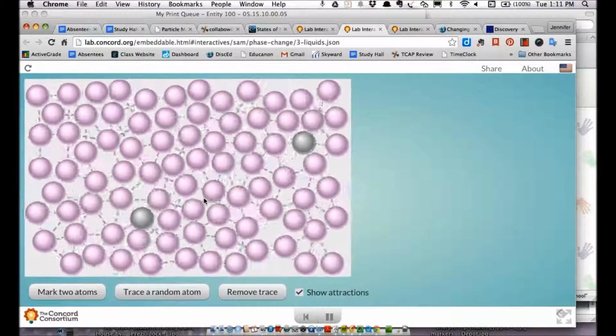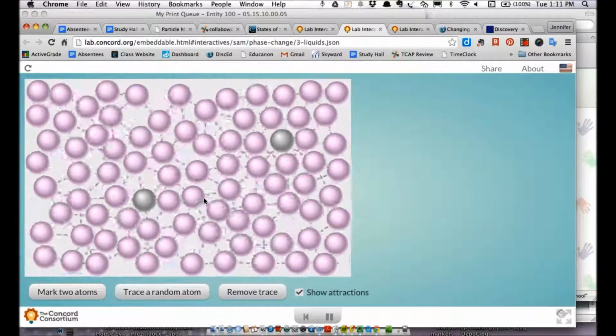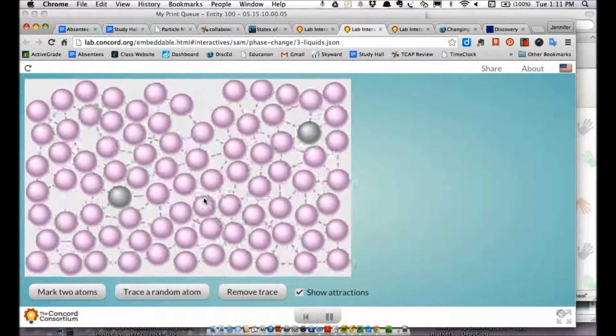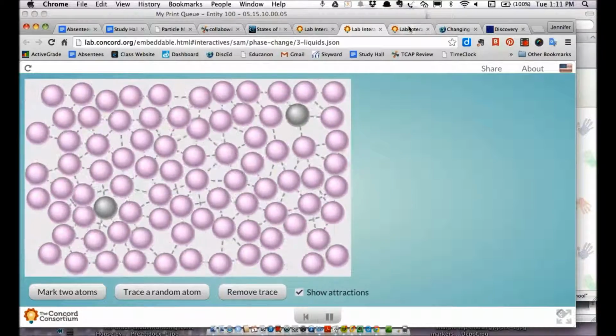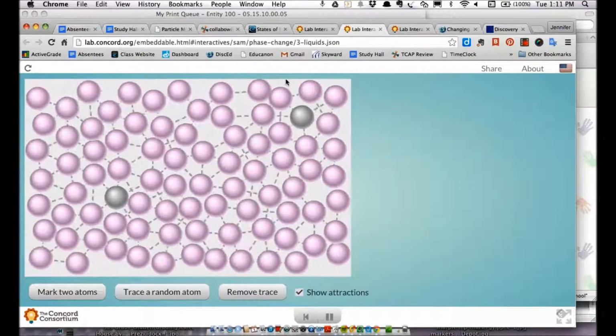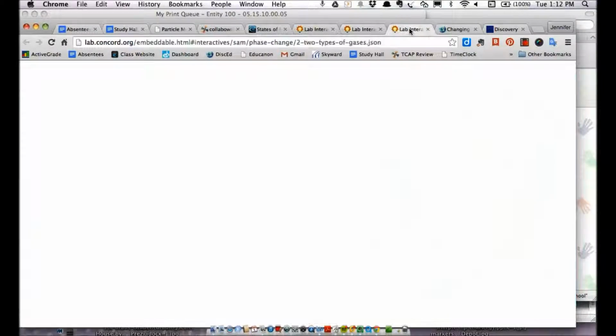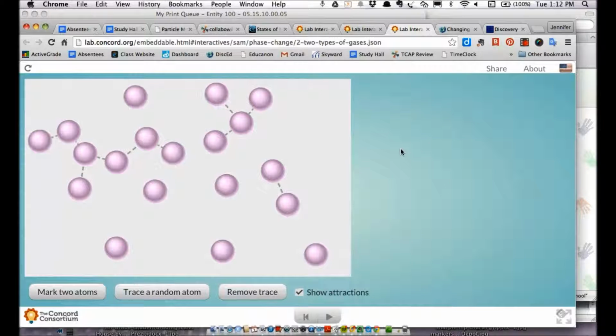All of these, I've made a link to these on the TCAP review site, so if you want to look at it at home, you can experiment with it a little bit more. And this website, Concord Consortium, they have tons of it, and I'm just using the ones that go with what we're doing now. So right away we can tell this is what? Yes, it's a gas. How can we tell it's a gas? How do we know it's a gas? Addison? Yes, the particles are really spread out.